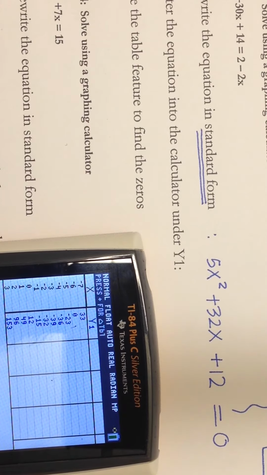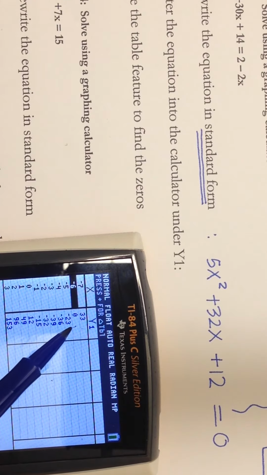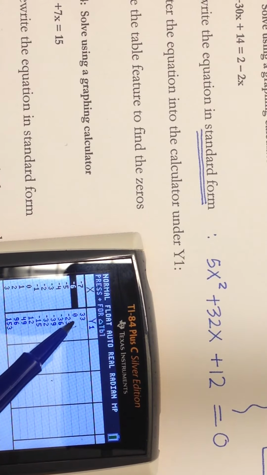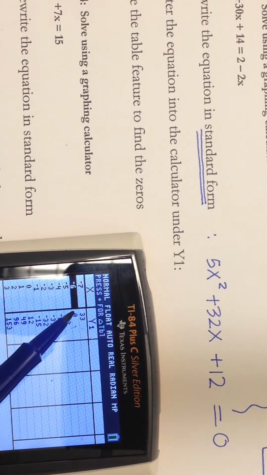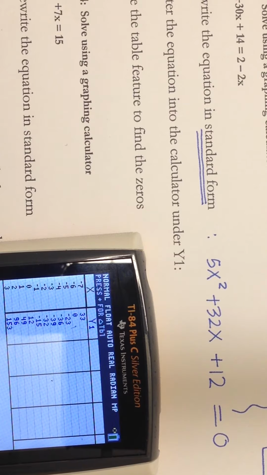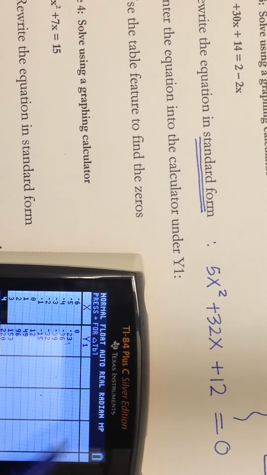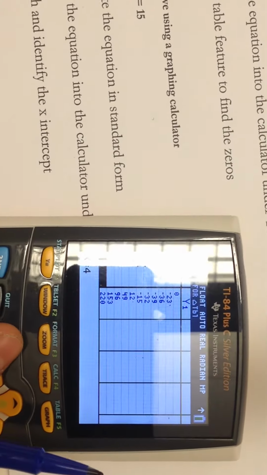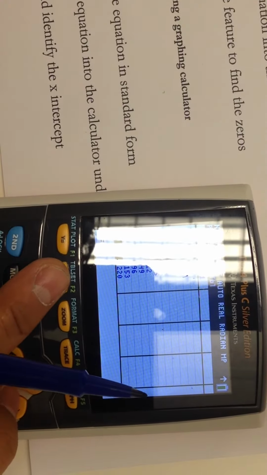Now, if you look carefully, when I toggle through the table again, I found another 0, which is at -6. So I know that -6 is one of my answers, because -6 is the x-intercept, and the x-intercept is a solution. So that's one of the answers. But I know that the other answer is going to be between 0 and -1, because there's a 0 somewhere in the y value. So what I have to do is go back to the table setup. So hit second, which is right here, and then hit window to go back to the table.